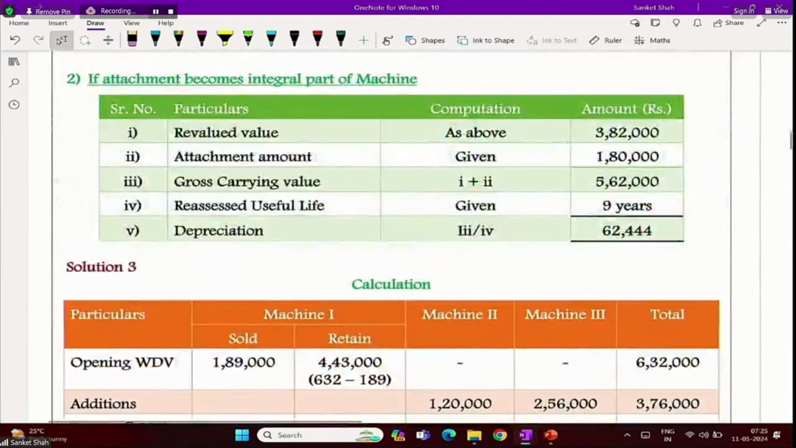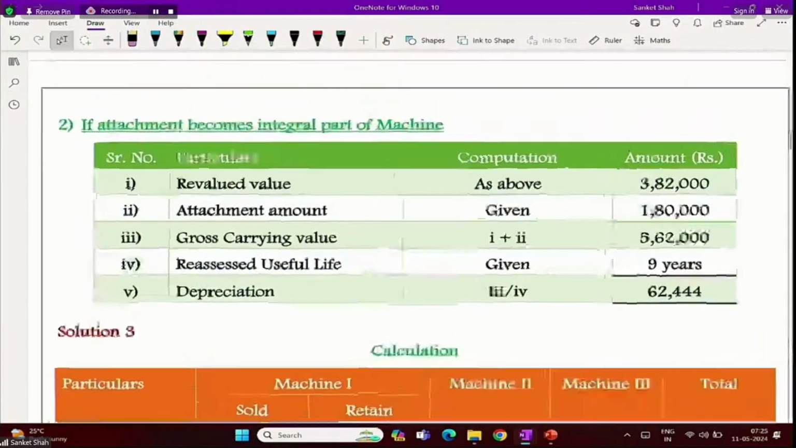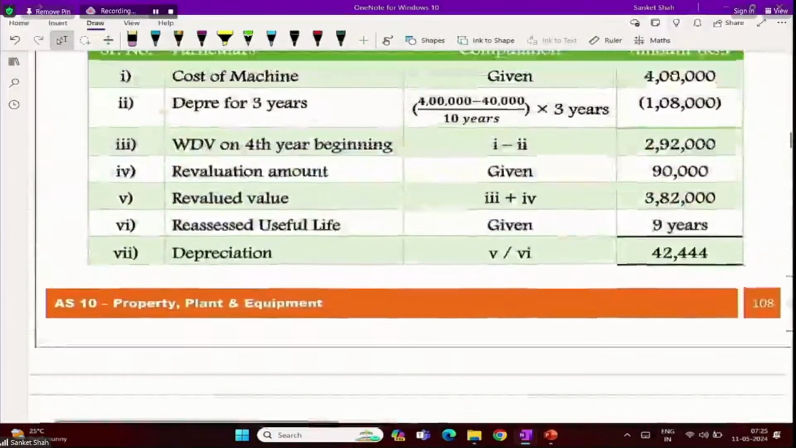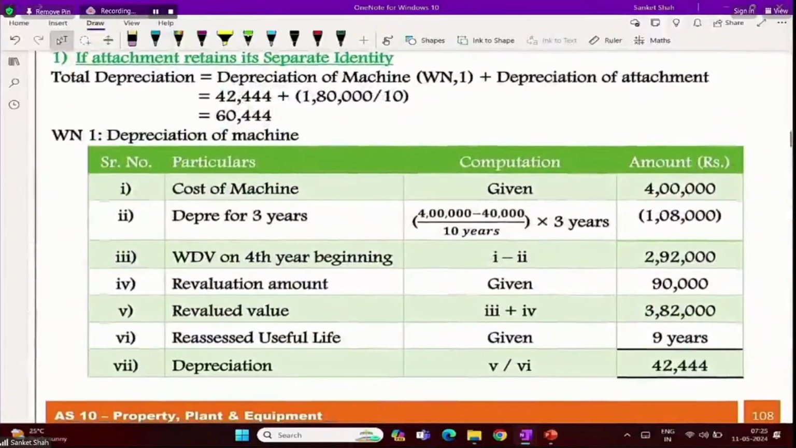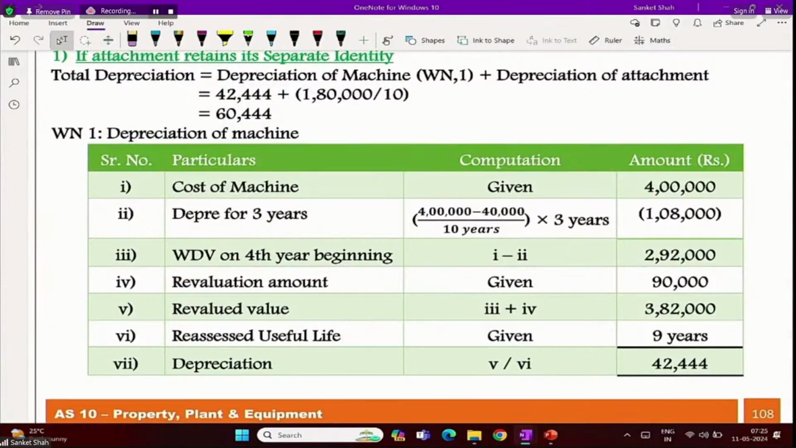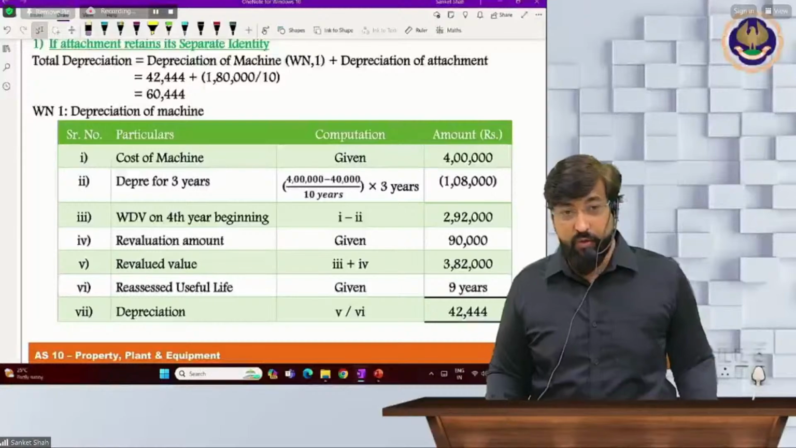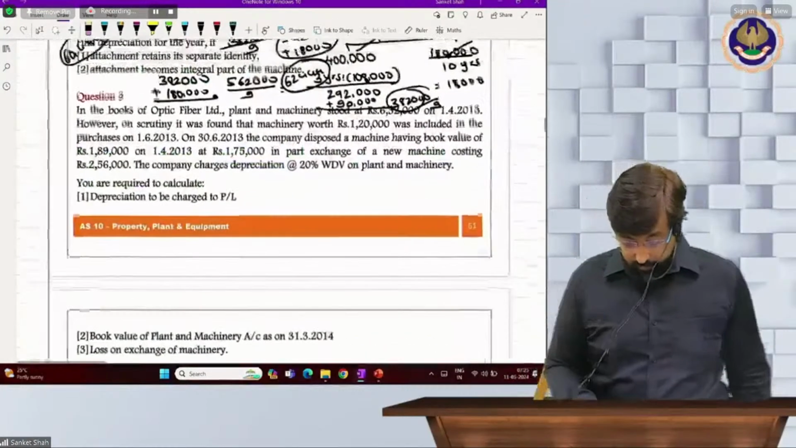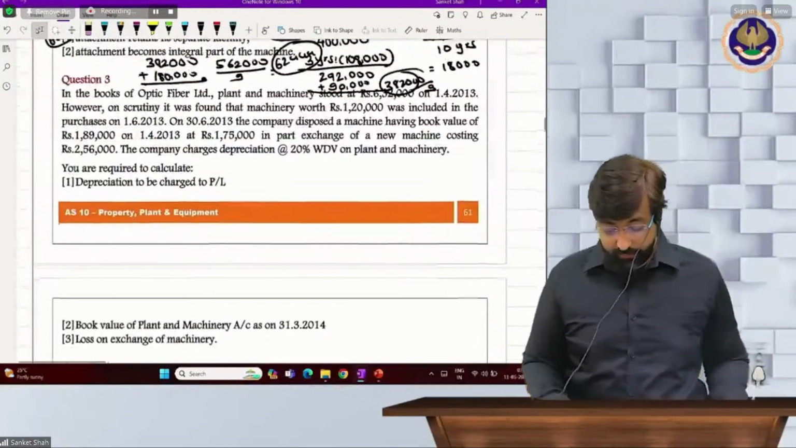And if attachment is a part, this is the answer. Okay, so you are getting the same answer, 62,444. And in the first case, it is 60,444. Okay. Chalo, solve question number 3 now. Must question hai.